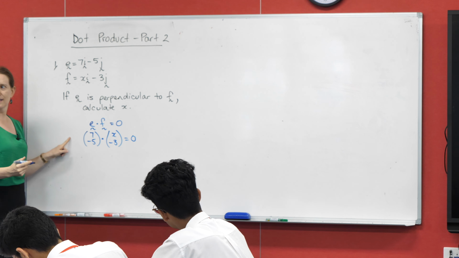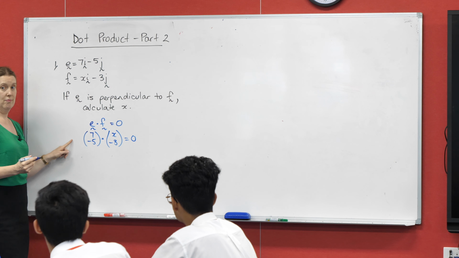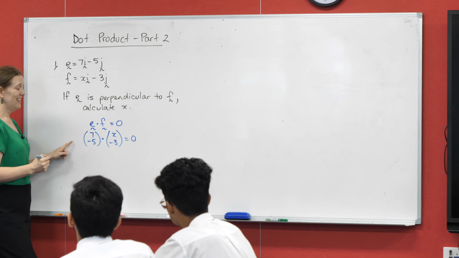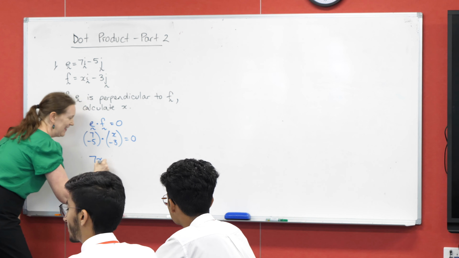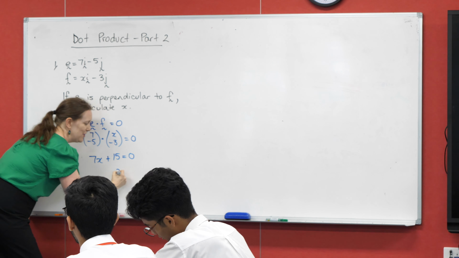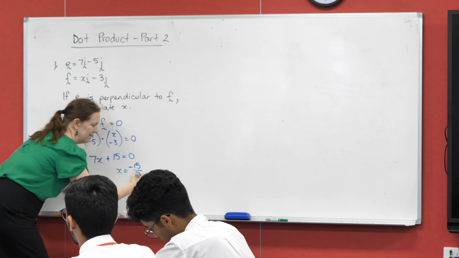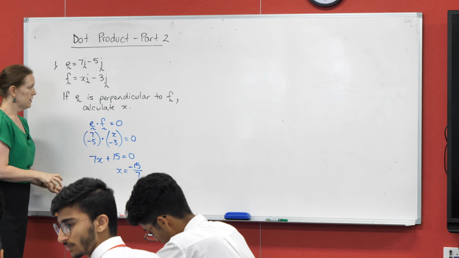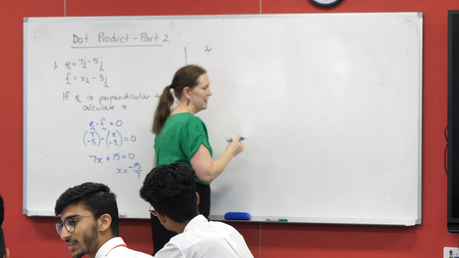Now what's my next line of working? I was going to say, Josh is like so close. 7x, Josh? Plus 15. So what's x equal to? 15 minus 7. Easy, easy? Nice first one.